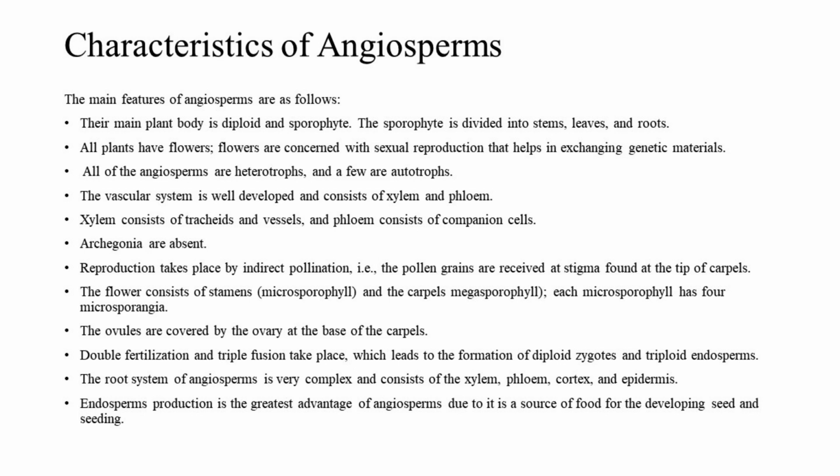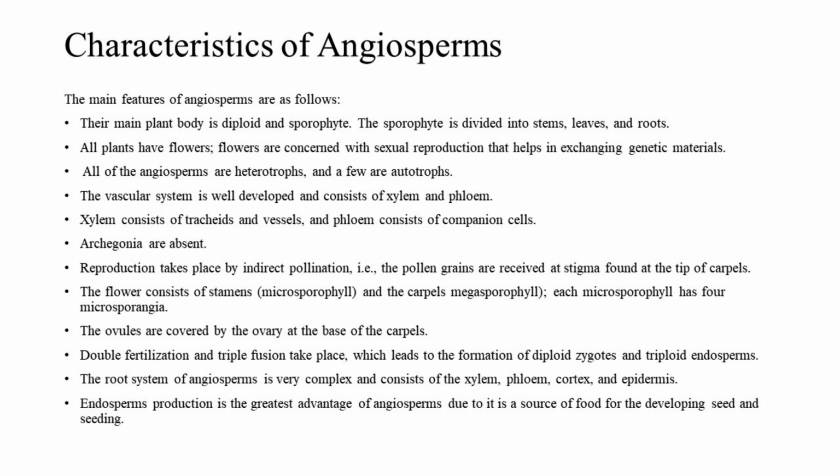Archegonia are absent. Reproduction takes place by indirect pollination, i.e., the pollen grains are received at the stigma found at the tip of carpels. The flower consists of stamens, microsporophyll, and the carpels, megasporophyll. Each microsporophyll has 4 microsporangia. The ovules are covered by the ovary at the base of the carpels. Double fertilization and triple fusion take place, which leads to the formation of diploid zygotes and triploid endosperms.